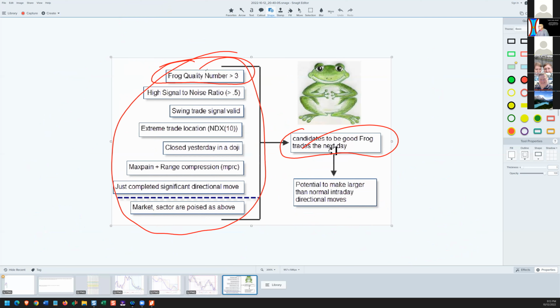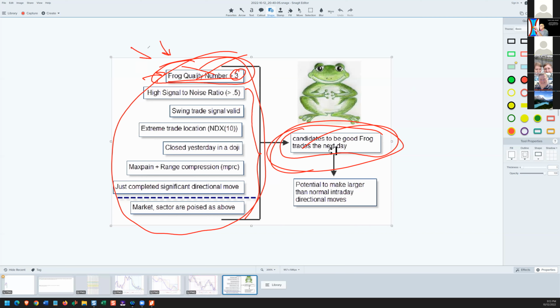But what if you didn't have a good frog quality number? Well, if yesterday was a large move, or you've had a series of a couple really good moves in a row, it's very hard to get a large frog quality number because the increased range expands the standard deviation, and you'll never get frog quality numbers better than 3. But you can have all of these other things in play, and they would be great candidates for a frog trade. So I don't want you to think of the frog quality number as a screen or a filter.